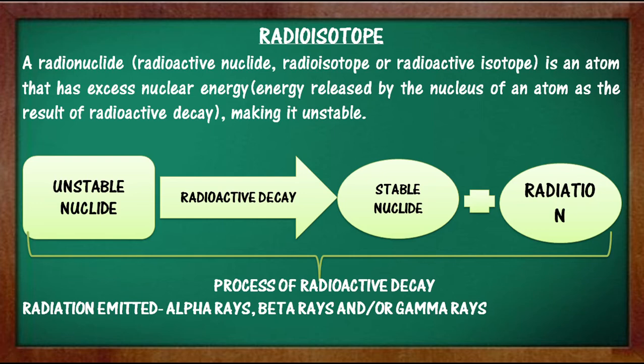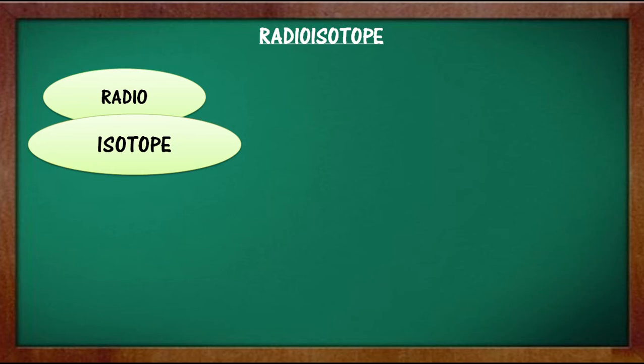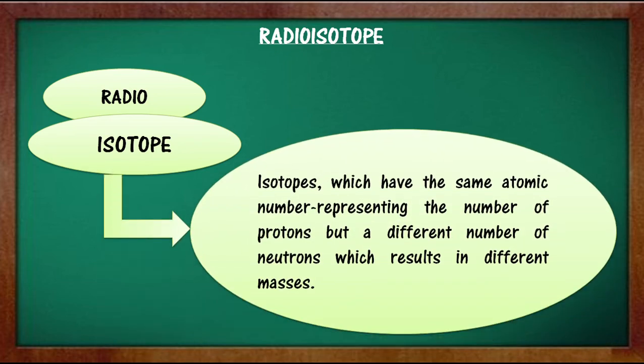And then radioisotopes. From the name isotopes, we use isotopes when there is something the same, right? So in radioisotopes, there is something the same. What is that? They have the same atomic number. The atomic number represents the number of protons. As I said, in the nucleus there are protons and neutrons together.